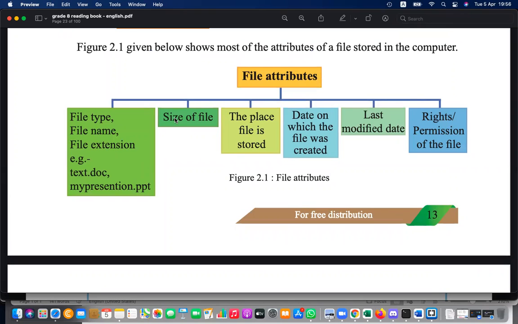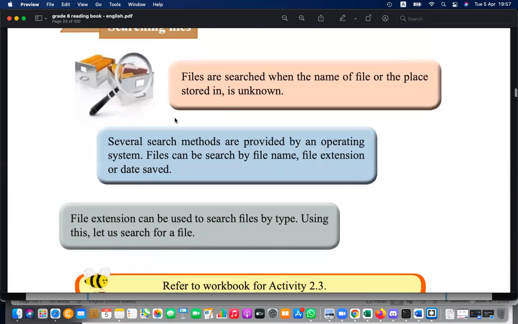Finally, when we go to the properties of a file or folder, we learn how to see the modified date, size, location, size on disk, and the real size of the file. Also the hidden and read-only properties, how can we change them? We learn about that as a practical.